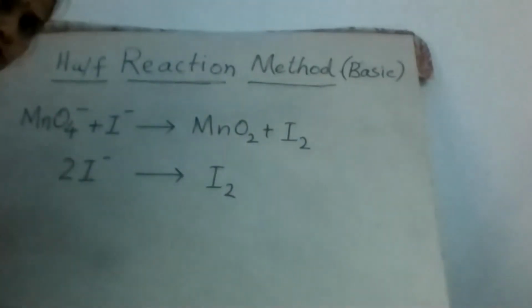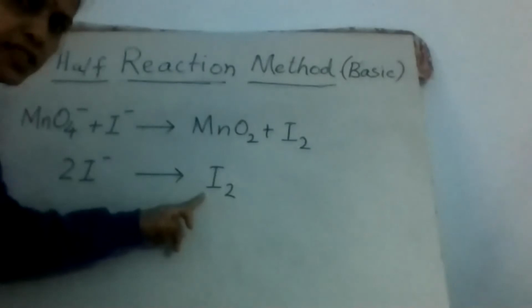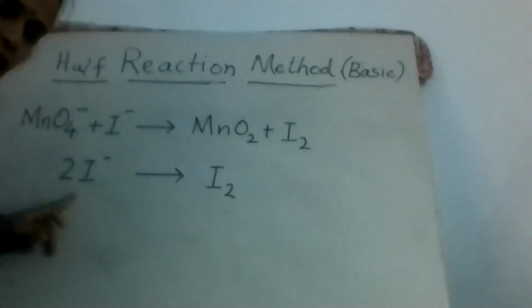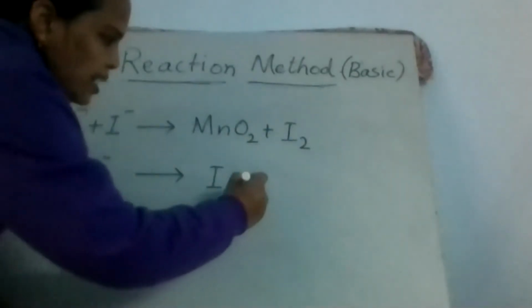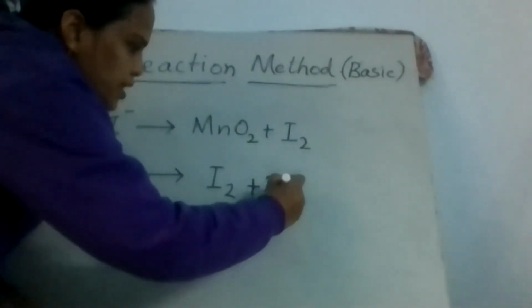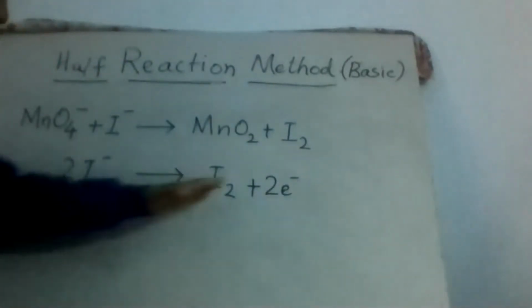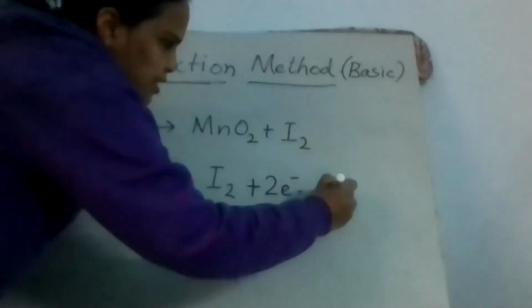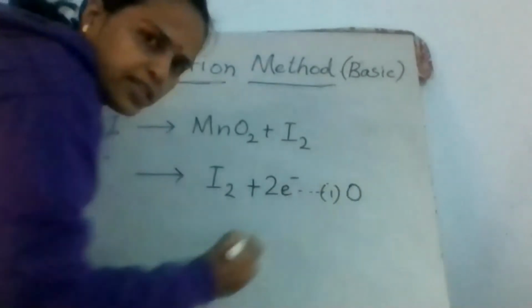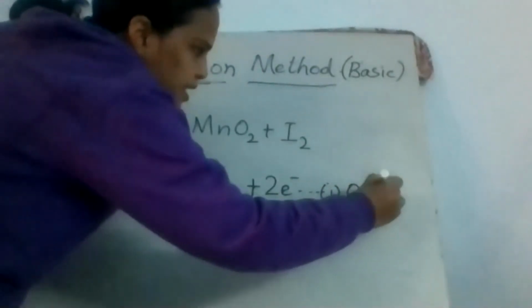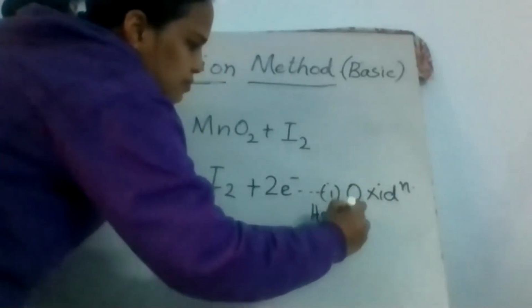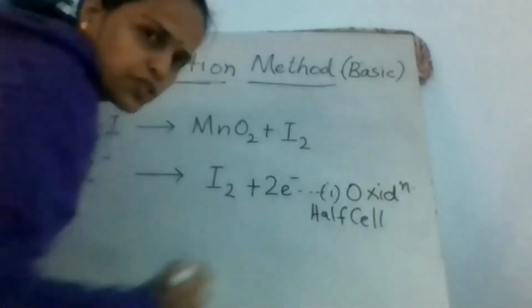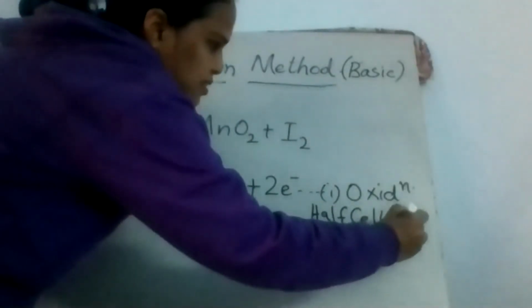Increase in oxidation number, this is a case of oxidation. Firstly, I'll balance the iodine atoms. I'll put 2I minus, and here it is I2. Then charges, since here it is -2 and here it is 0, I'll add 2 electrons on the right hand side. This is the oxidation half cell reaction, the first equation.